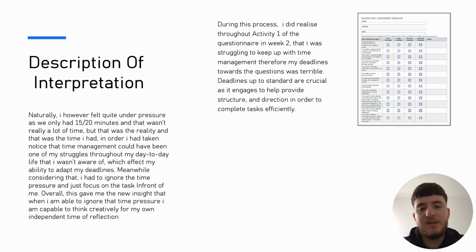So during this process, I did realize through activity 1, the questionnaire, in week 2, that I was struggling to keep up with my time management. Therefore, my deadlines towards the questionnaires were terrible and not up to standard. Deadlines are important because if you keep them up to standard, they are crucial in helping to provide structure and direction in order to complete tasks efficiently.